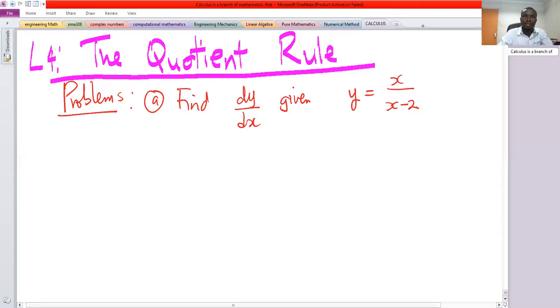Welcome to this session. In this session, we are going to give more examples on application of the quotient rule. So the first problem is an appetizer. Find dy/dx given that y is x over x minus 2. So, solution for this.